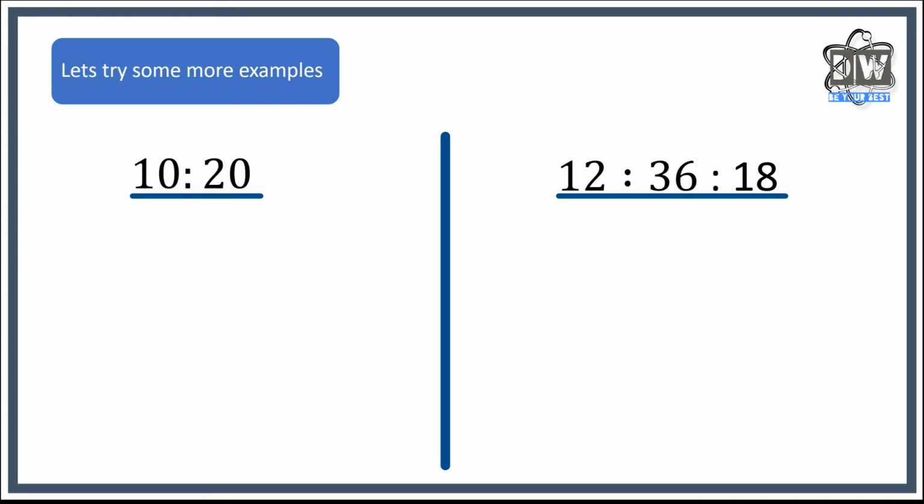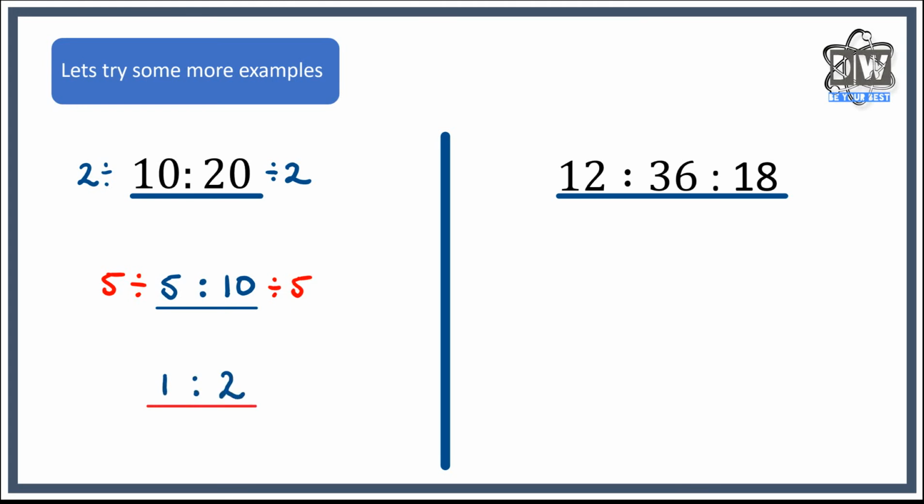So on the first one, both of these are going to be divisible by 2 for a start. So we end up there with 5 to 10. But that can also be divisible by 5. So we'd end up with 1 to 2. Now you may have said, well, they're both divisible by 10, and you'd be correct. So it doesn't matter how you got there as long as you got to 1 to 2 parts.